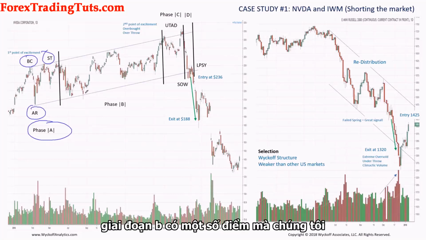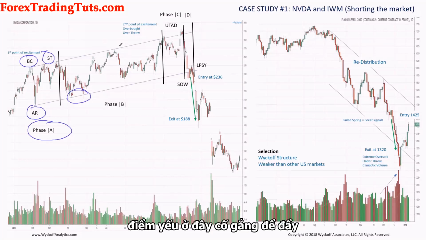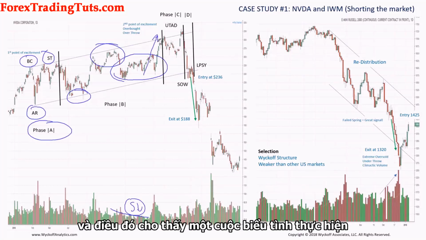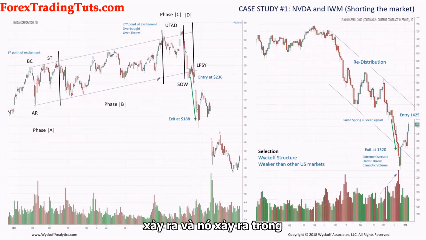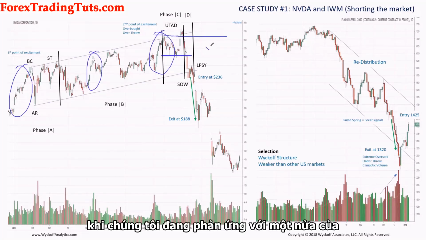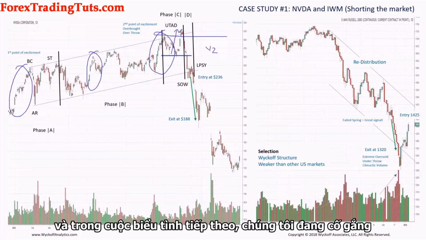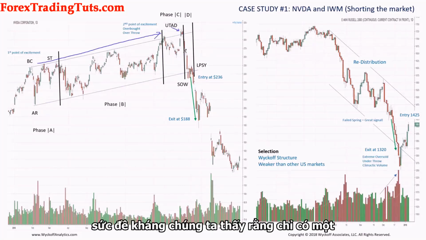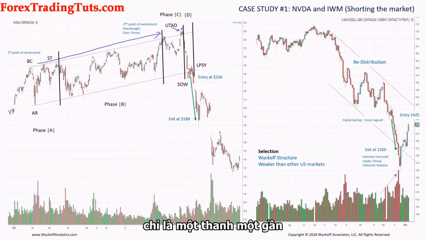Then I'm not going to go through phase B. There are some points that we could talk about, like a minor sign of weakness here, attempts to upthrust, the way and the texture of the price and the volume signature that suggests that there is no supply at this point of time, and that suggests a rally, which does happen, and it happens in a very familiar way of how some of the rallies in the trading range develop. And as we are reacting to one half of the range, on the next rally we are attempting to overcome the point of upsloping resistance. We see that there is only a temporary commitment to the upside. There is only one bar, one close that is above the previous high. And then the price just quickly fails back into the trading range.